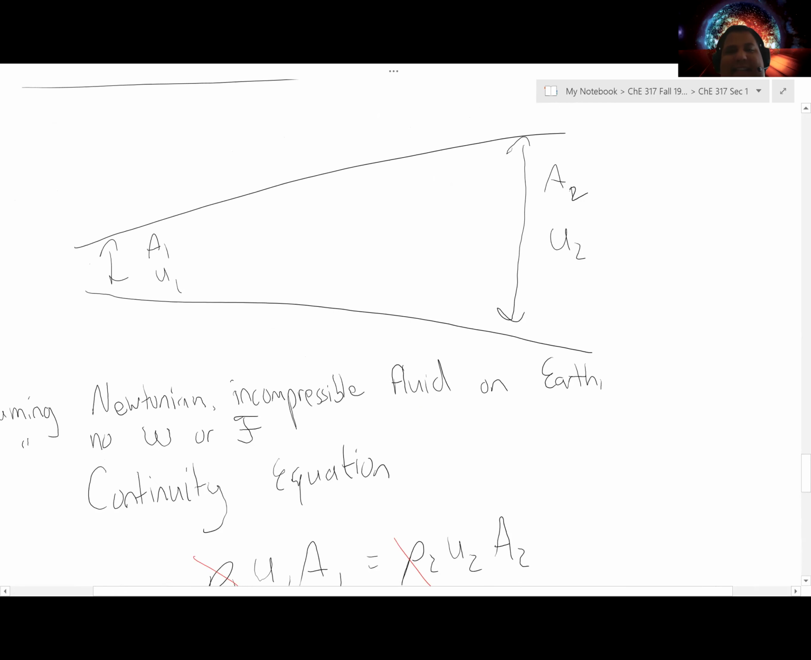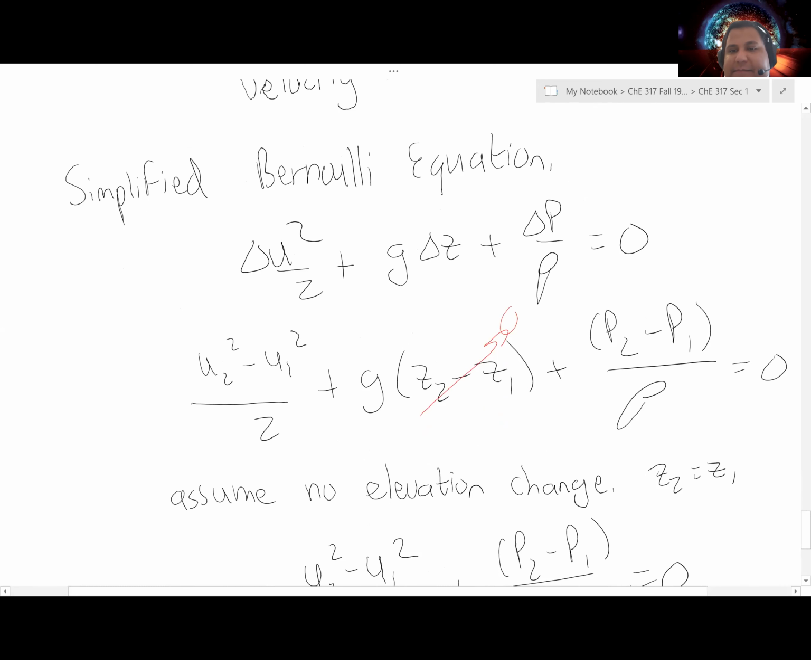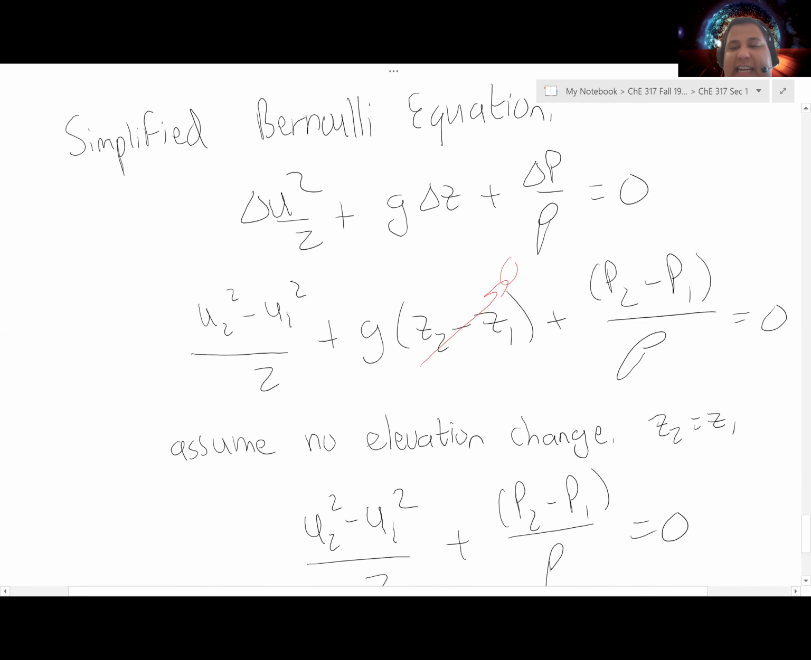So by continuity, since we're increasing that flow area, the velocity is going to fall, which means the kinetic energy of the fluid is going to decrease. But since we're assuming there's no frictional dissipation or work, that loss in kinetic energy has to go into static energy or pressure energy. If there's no elevation change, there's no way it can go into static energy. That means the energy will be transferred into pressure energy, or the pressure will increase at point P2.